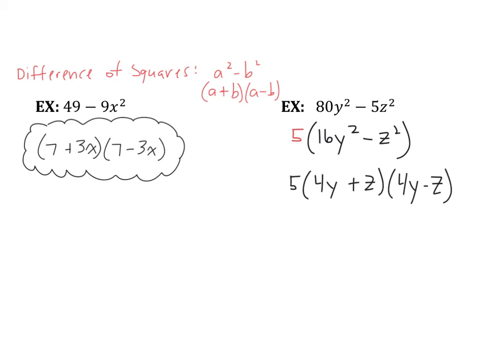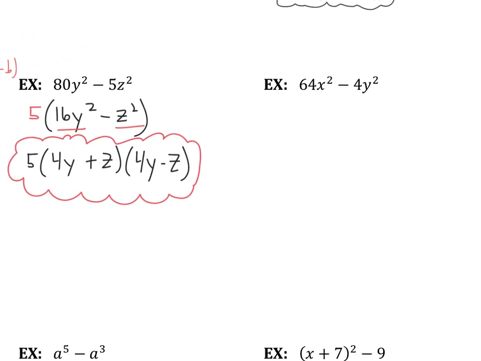Okay, hopefully you got the same that I got. 5 times 4y plus z, 4y minus z. Square root of my first term, square root of my second term. One's a plus, one's a minus, and don't forget to bring that GCF down for the ride. All right, go ahead and try this next example on your own. All right, 64x squared minus 4y squared. Go ahead, pause the video, try it, check back when you're done.